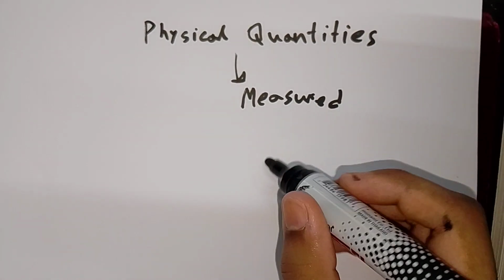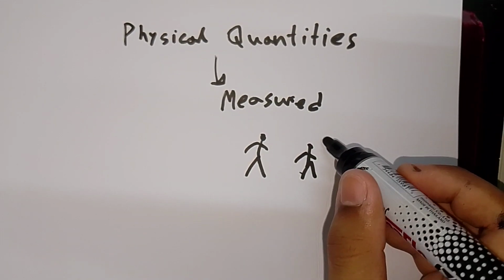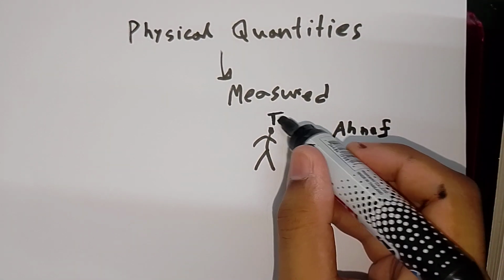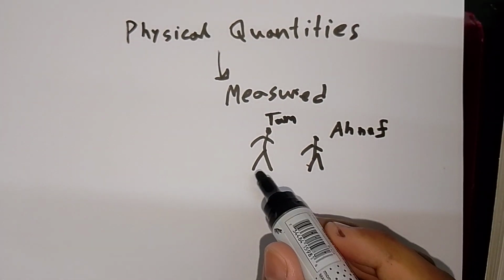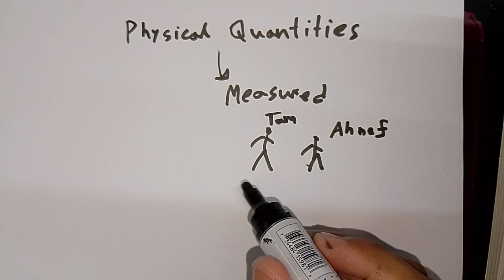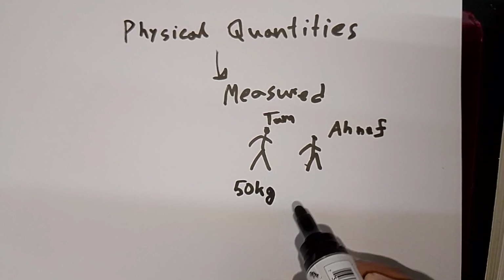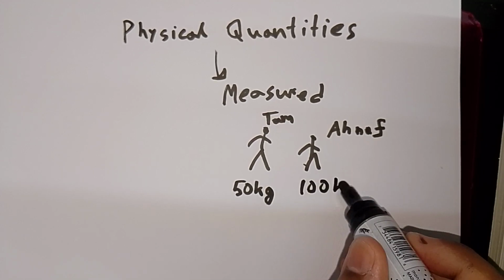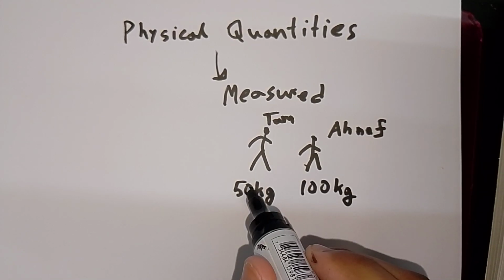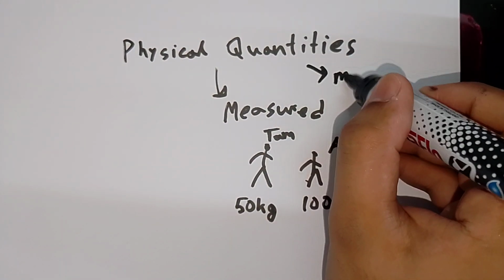For example, let's say we have two people here. Let's name them, I guess, Ahanaf, and let's call this guy Tam. We could measure their weight, or more specifically, we could measure their mass. For example, this guy could have a mass of 50 kilograms, and this guy could have a mass of 100 kilograms. So mass here is something we could measure. So we would say that mass is a physical quantity.